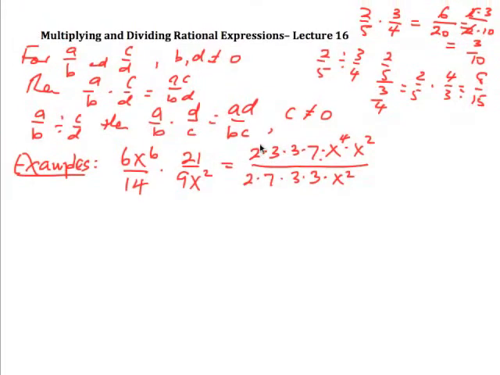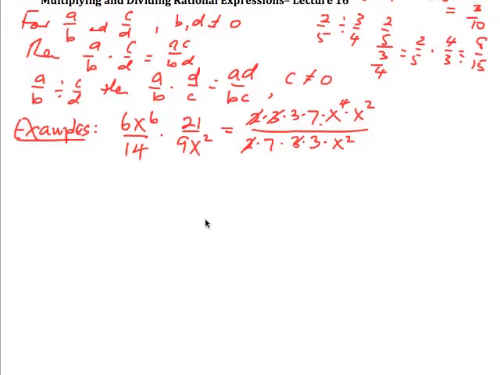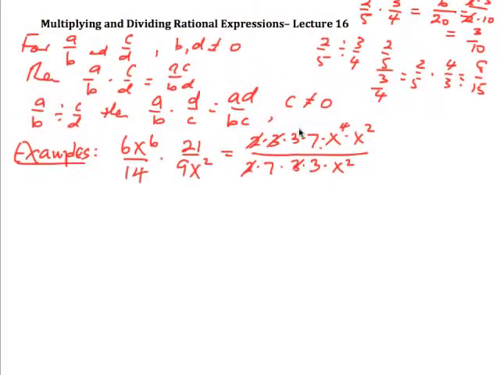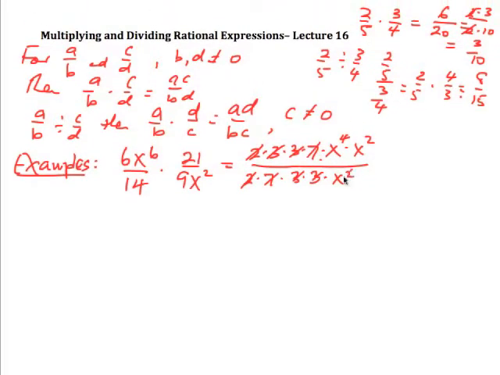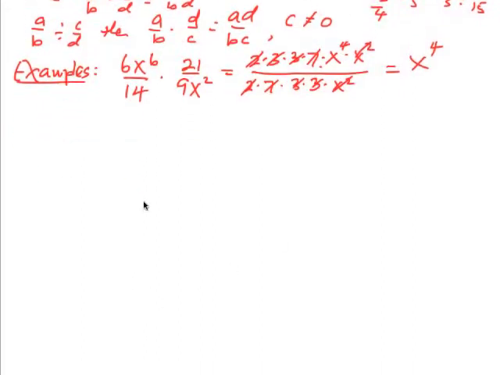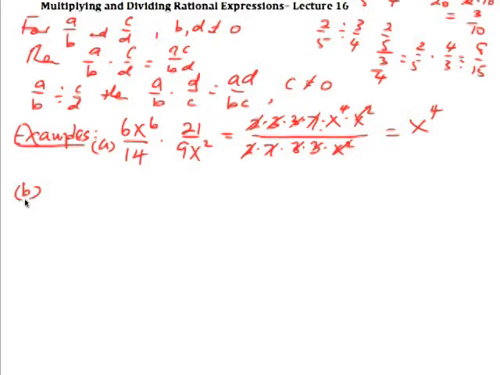Alright, so let's see if we can get this in the lowest terms. Well, 2's will cancel here. 3's will cancel here. Alright, and 3's will cancel here. 7's will cancel here. And x squareds will cancel here, and I'll be left with x to the 4. Alright, so that's part A. So let's look at part B.